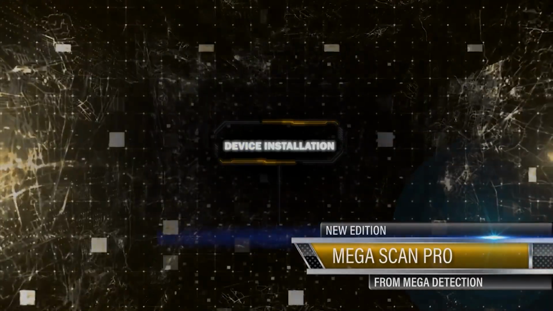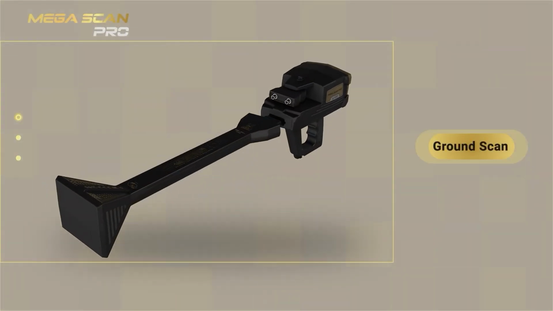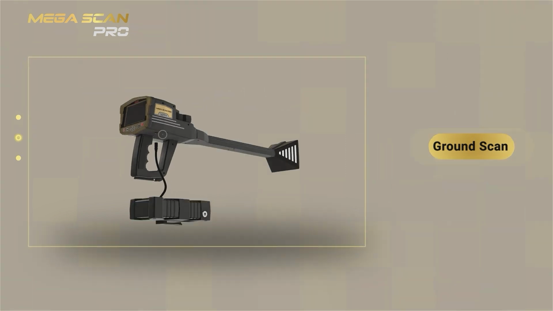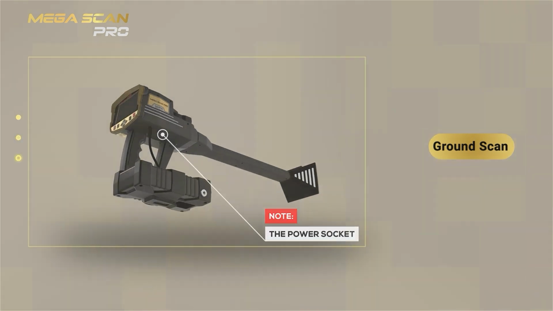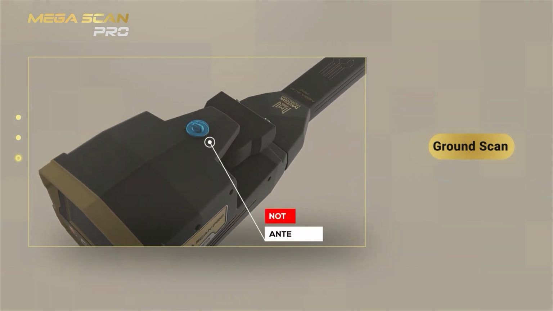Device installation. 1. Connect the VST probe. 2. Use the power socket on the bottom of the main unit to connect the battery. Note: ensure that the antennas unit is locked and closed so that the unit is stable during use.